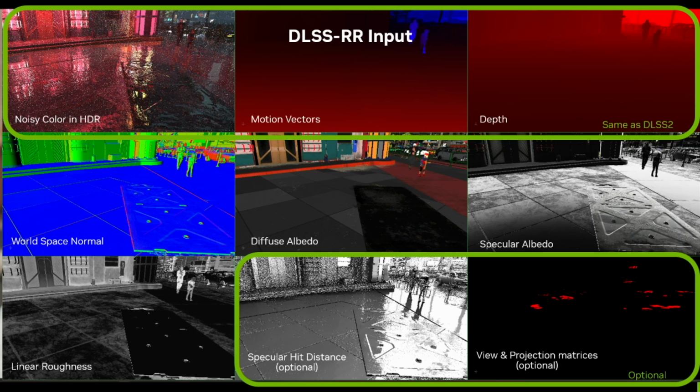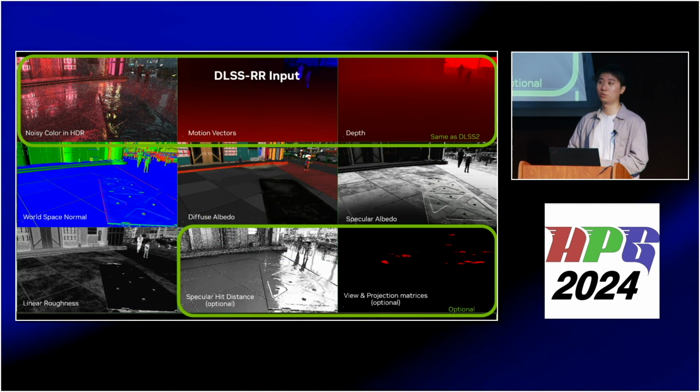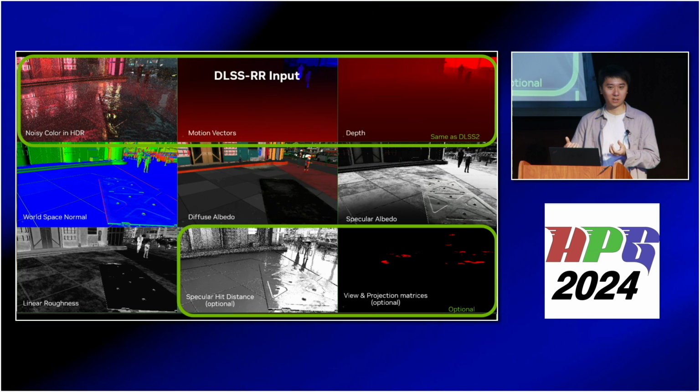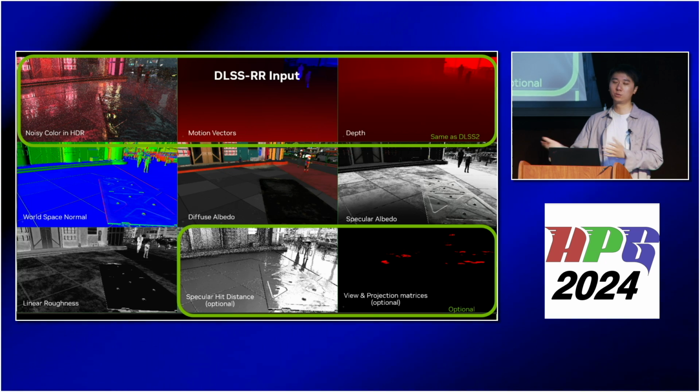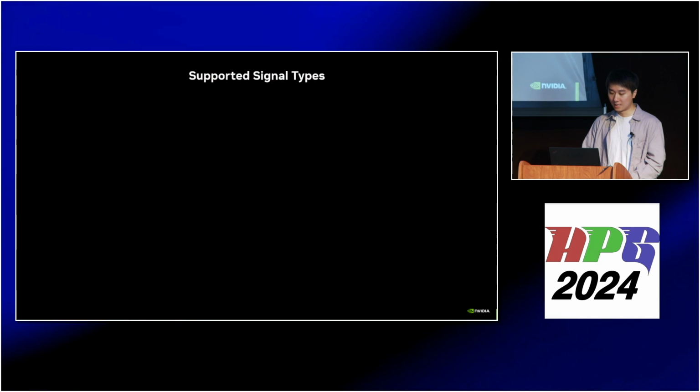And in particular, these two things, the specular hit distance and the view matrices, are optional. If you don't pass them, if your app is not that noisy, it does not have a ton of reflections, you don't have to pass them to Ray Reconstruction, it'll still work. But if you expect your reflections are really hard to denoise, passing these two things will allow Ray Reconstruction to reconstruct the specular reflection motion vectors and use them to help the specular reconstruction.